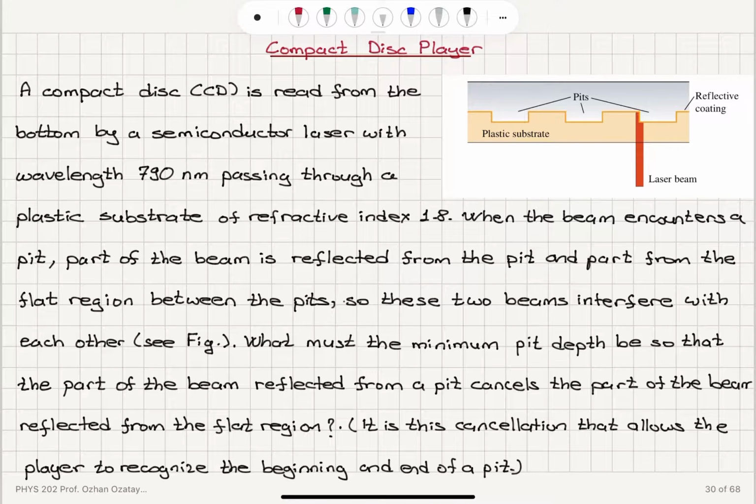Compact disc player. A compact disc (CD) is read from the bottom by a semiconductor laser with wavelength 790 nanometers, passing through a plastic substrate of refractive index 1.8. When the beam encounters a pit, part of the beam is reflected from the pit and part from the flat region between the pits, so these two beams interfere with each other.